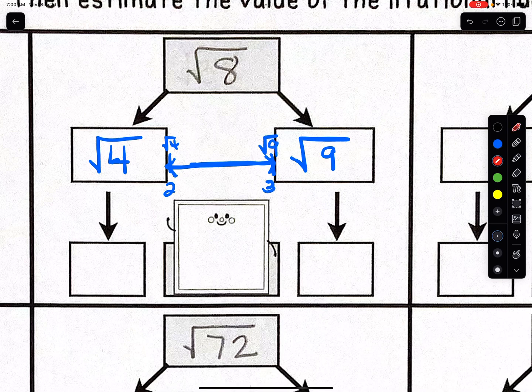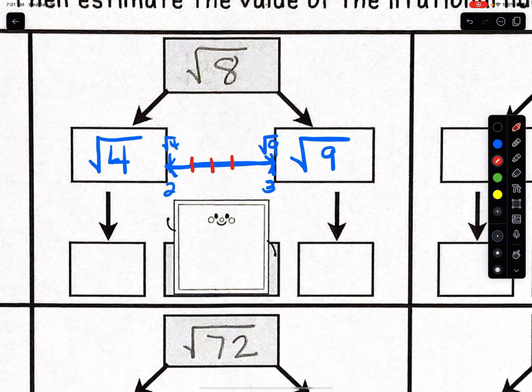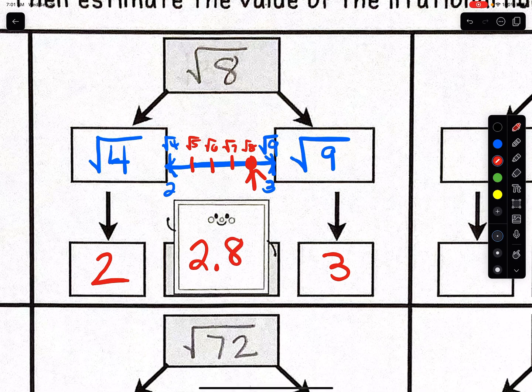I've got 5 in the middle, so this would be square root of 5, square root of 6, square root of 7, square root of 8. I wish I could make my number line look better. But let's try it. So 4, 5, 6, 7, 8. So therefore the square root of 8 is closer to 9. So in this case, I'm going to guess 2.8. It's a close enough guess. I'll be able to look around and see if that is correct.